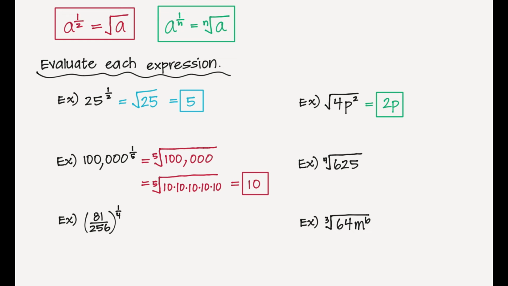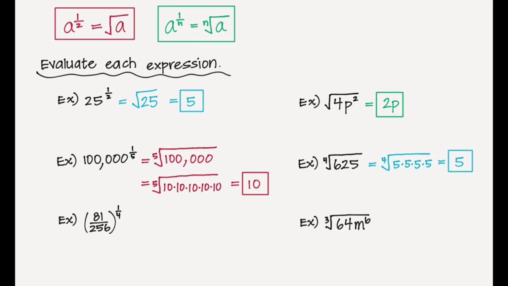All right, our next example is to take the fourth root of 625. So we need to think, how do I get that? Well, that's the same as 25 times 25, which is the same as 5 times 5 times 5 times 5. So since there are 4 of those, the fourth root of 625 is just the integer 5.